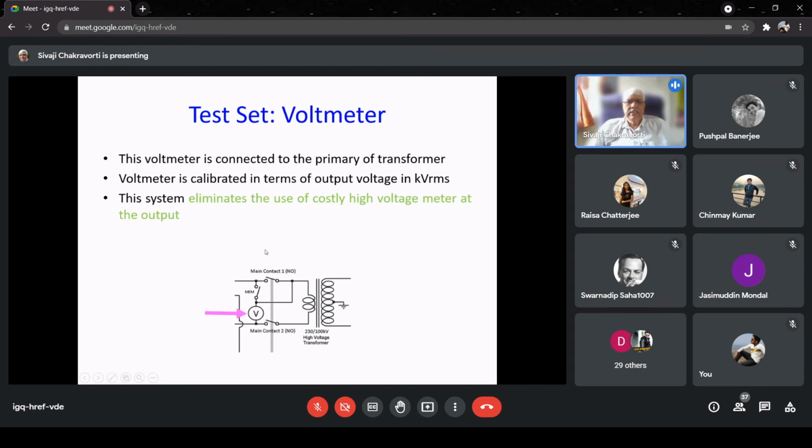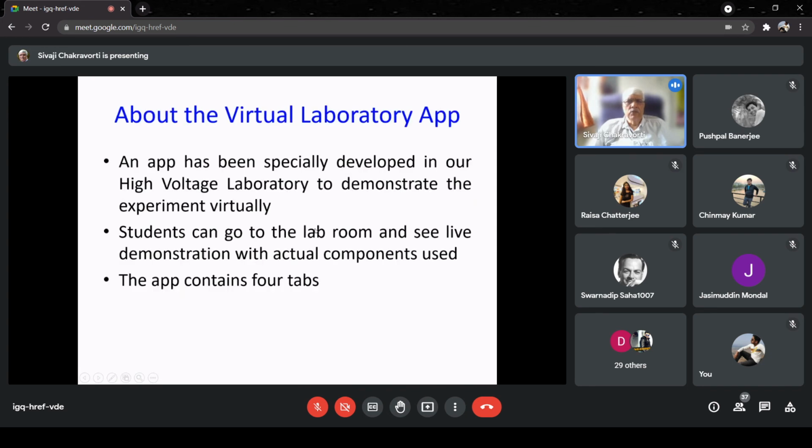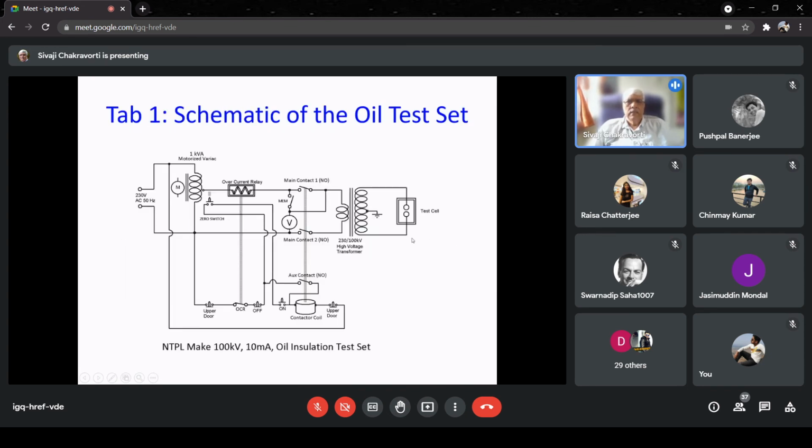The voltmeter is a very normal AC voltmeter, so we can use any standard voltmeter. This I will show you, that our high voltage lab has developed a demonstration app. It is not yet complete, but I will show you. That I will not do now. This I will.